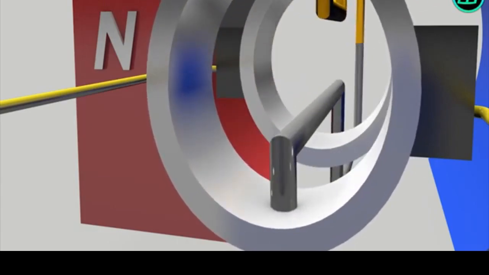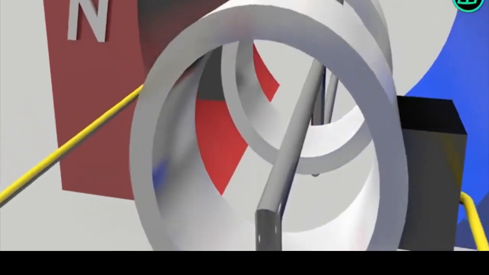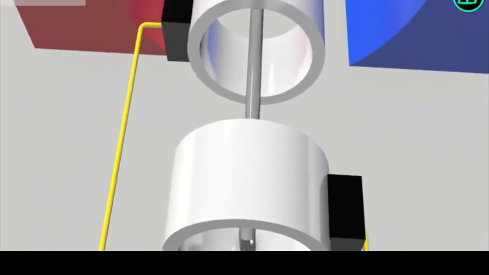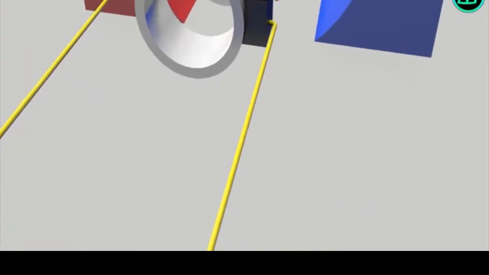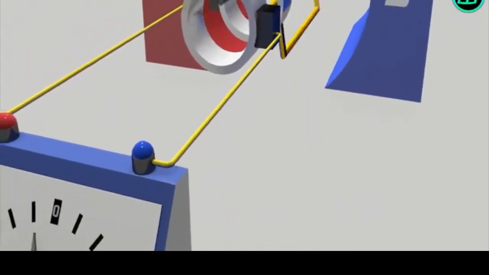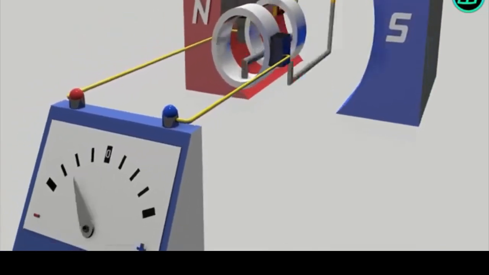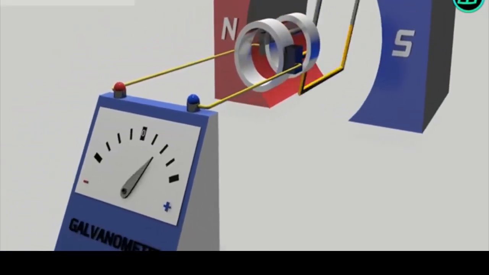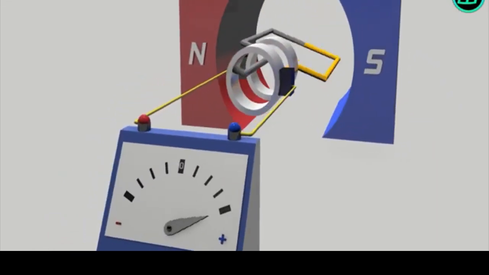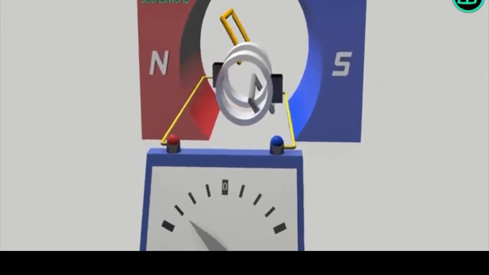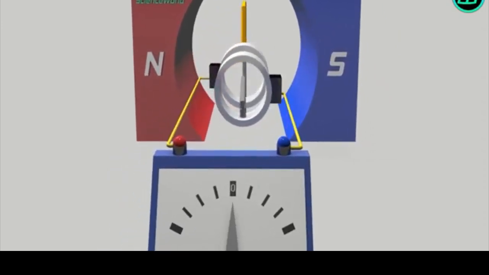The rings are connected to brushes made from carbon. The brushes make contact with the rings as the rings rotate, so they provide an electron flow within the system. In order to determine the magnitude and direction of current, a galvanometer is attached. When the armature starts to rotate, an electric current is formed. This is because the magnetic flux changes over time.